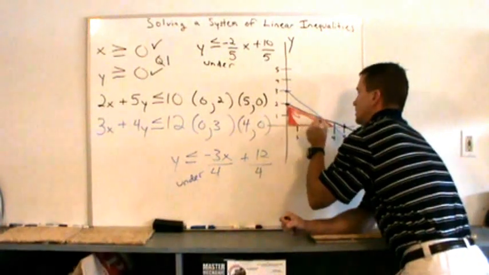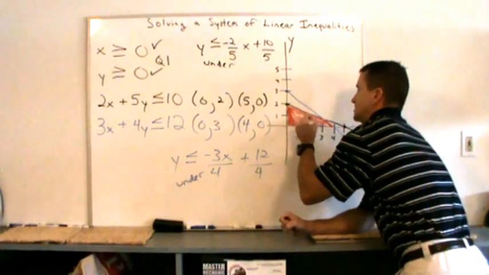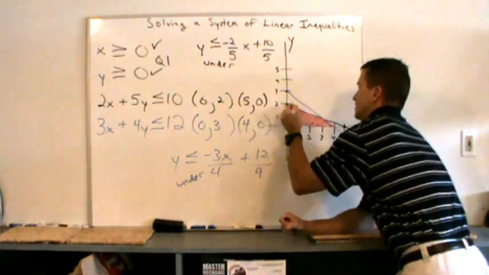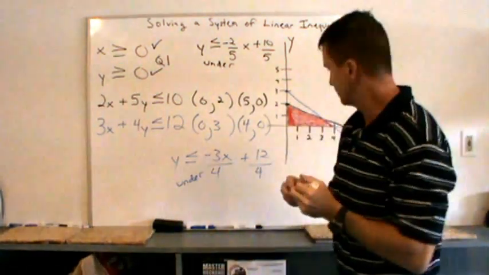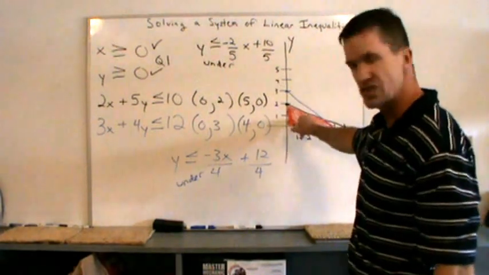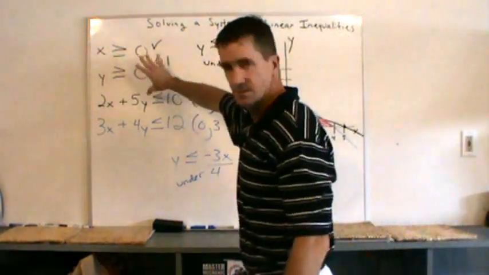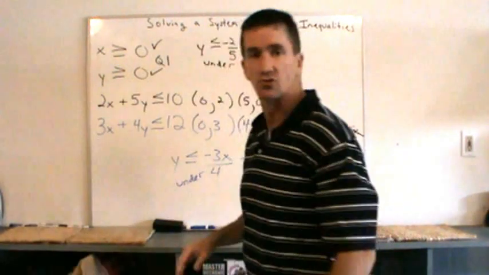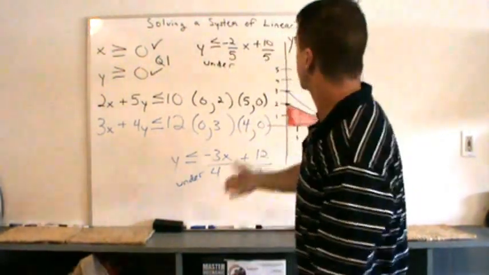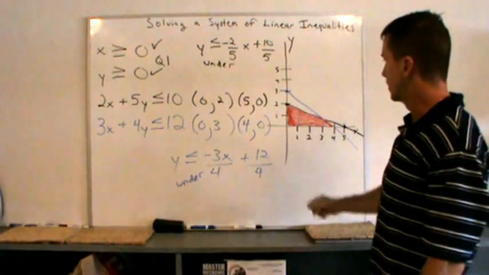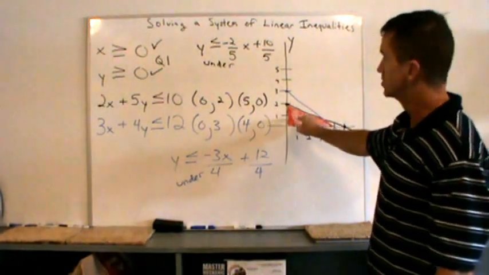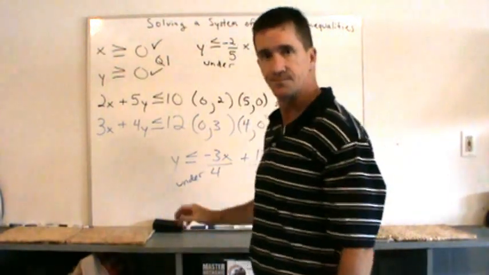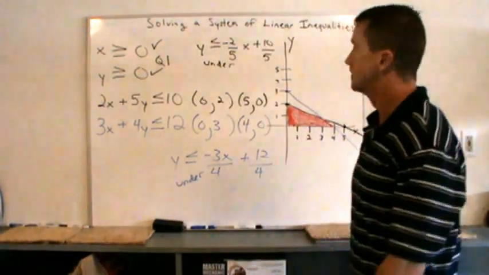We have now solved this system of inequalities. There you go. All the points in this shaded red region make each one of these statements true. And we've solved the system of linear inequalities. So look, the point 1, 1 is in there. The point 1, 1, x equal to 1, y equal to 1, would make all 4 of these statements true. Okay? That's it.